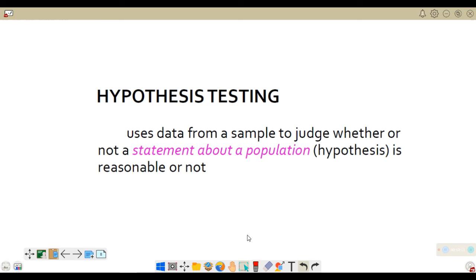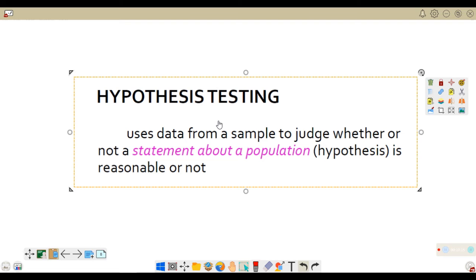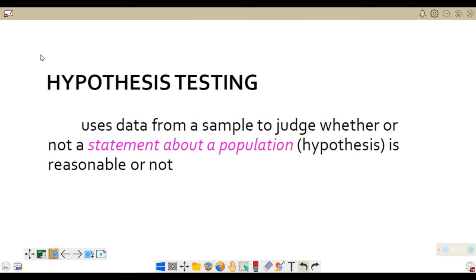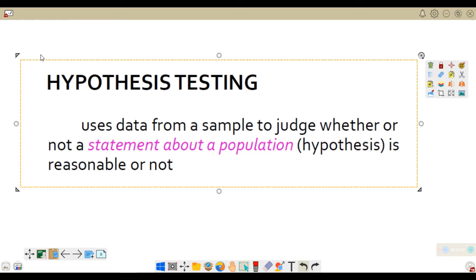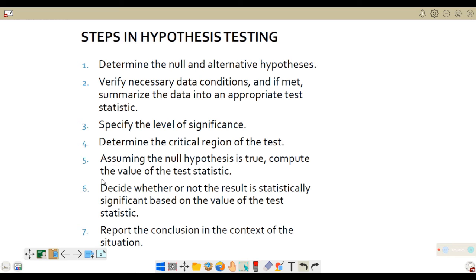Okay. Now let's talk about hypothesis testing. It uses data from a sample to judge whether or not a statement about a population hypothesis is reasonable or not. Lagi tayo ng mga steps in hypothesis testing. First, you have to formulate your null and alternative hypothesis. Na-discuss nyo na to before nung grade 11 kayo. Verify necessary data conditions and if met, summarize the data into an appropriate test statistics. Ito yung medyo mahirap gawin, pero simple lang talaga siya. Nakalagay dito, verify necessary data conditions.